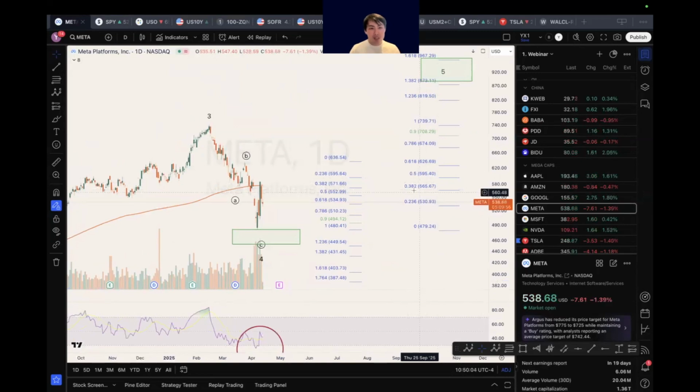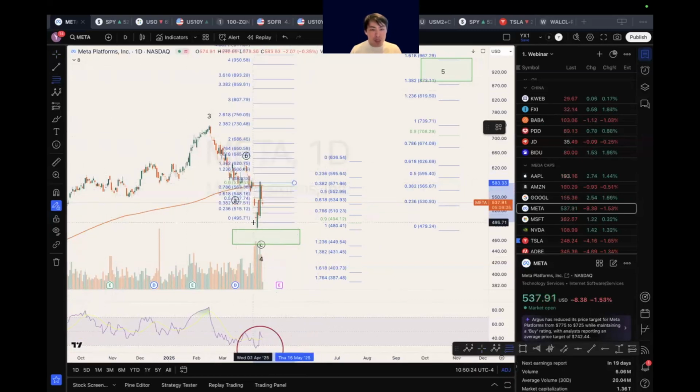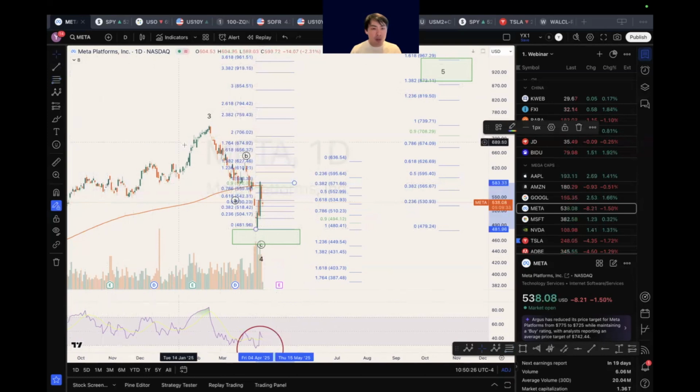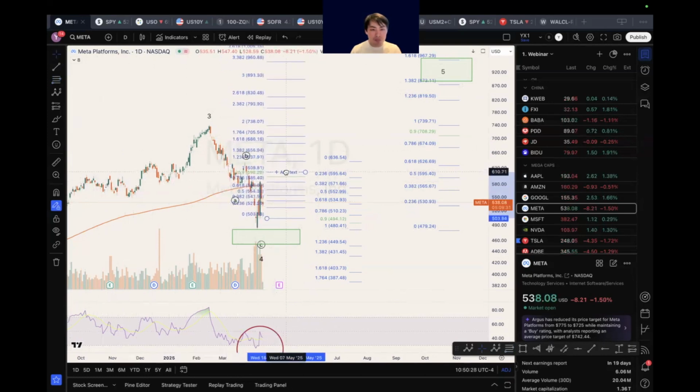And for Meta, I think it just touched the 100% extension, which basically means wave C suffices in length, and that could begin the 5 waves up against this wave 5 high. However, like for Apple, I will just try to be a little bit cautious and wait for 5 waves up first.